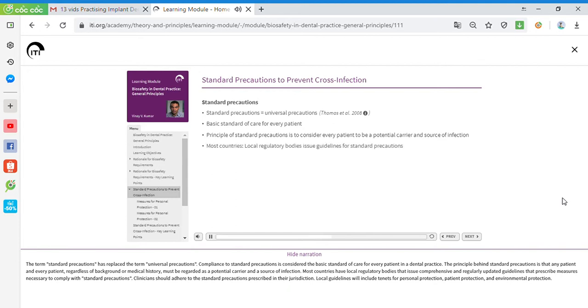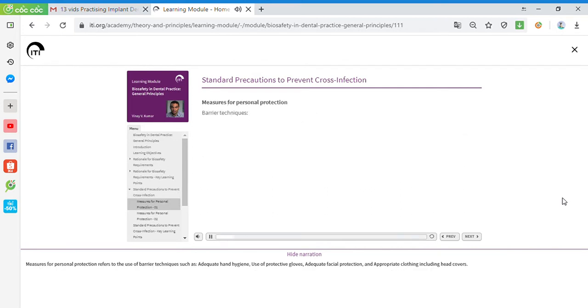Most countries have local regulatory bodies that issue comprehensive and regularly updated guidelines that prescribe measures necessary to comply with standard precautions. Clinicians should adhere to the standard precautions prescribed in their jurisdiction. Local guidelines will include tenets for personal protection, patient protection, and environmental protection.